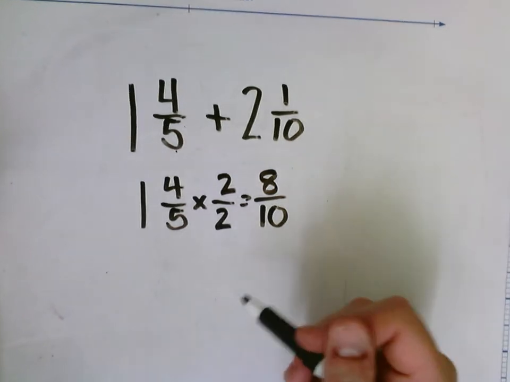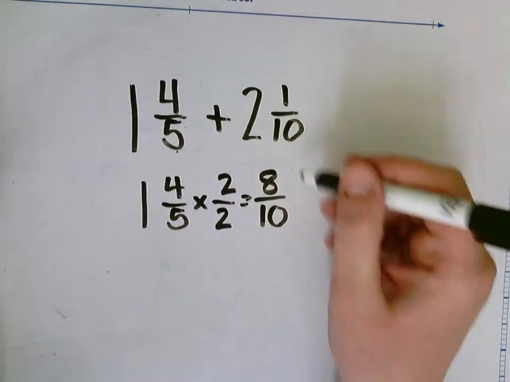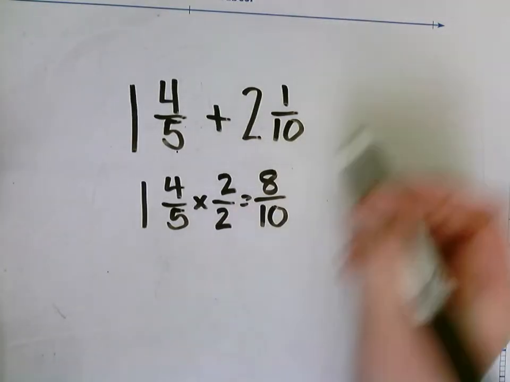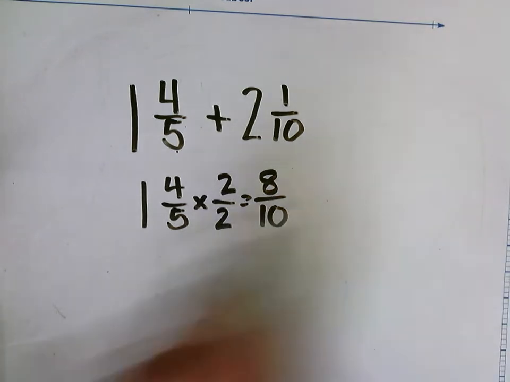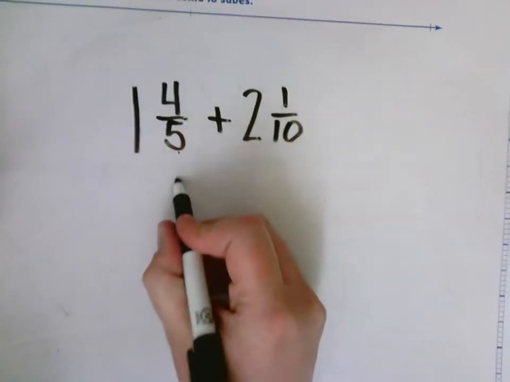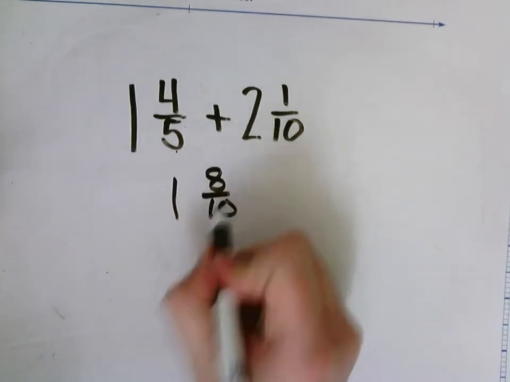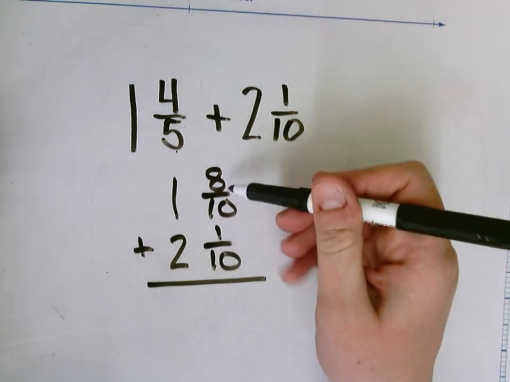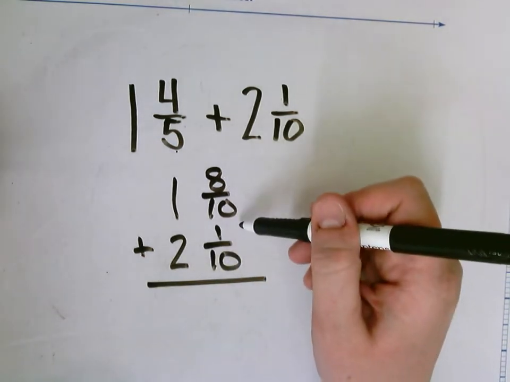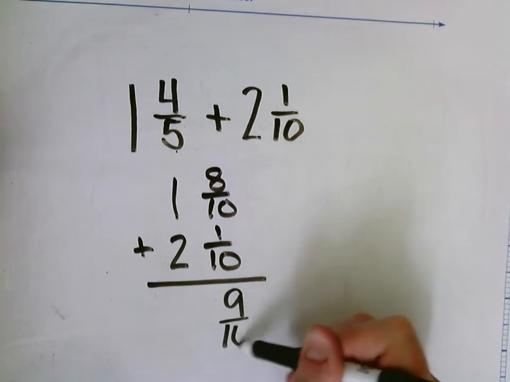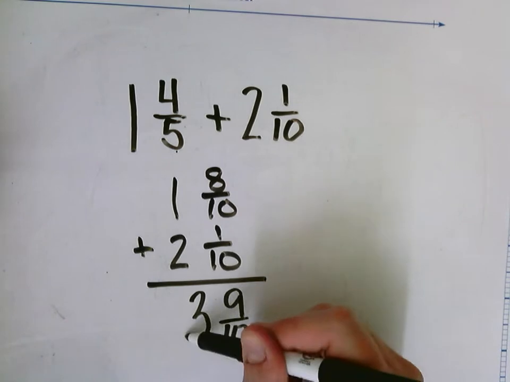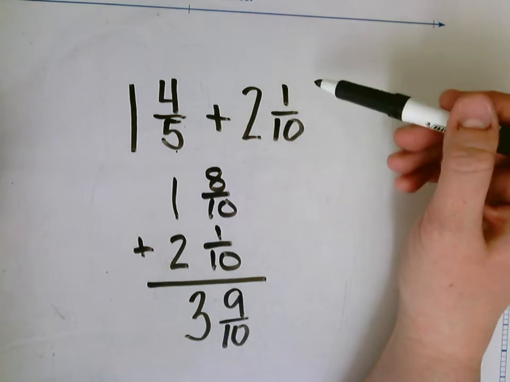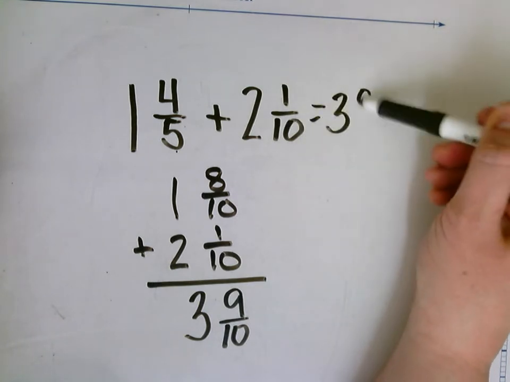I like to write my fractions vertically when I'm adding, because then it helps me when I'm looking at my numbers. So let's rewrite this as 1 8/10 that we found plus 2 1/10. So 1 8/10. 8/10 plus 1/10 is 9/10. 1 plus 2 is 3. So my answer is 3 9/10. So 1 4/5 plus 2 1/10 equals 3 9/10.